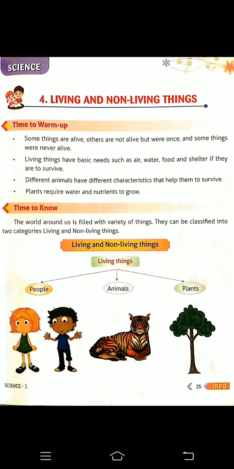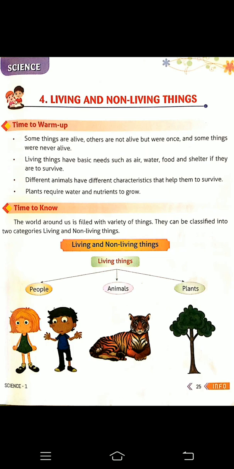Living and non-living things. Some things are alive, others are not alive but were once, and some were never alive. Living things have basic needs such as air, water, food and shelter if they are to survive. Different animals have different characteristics that help them to survive. Plants require water and nutrients to grow.